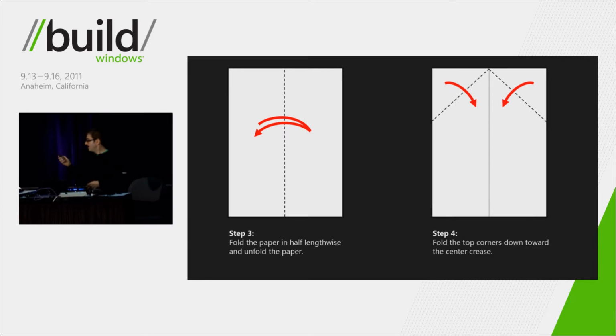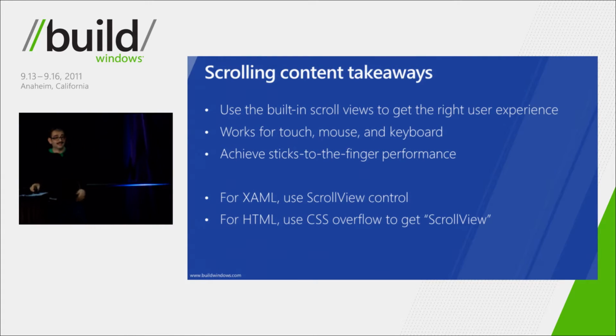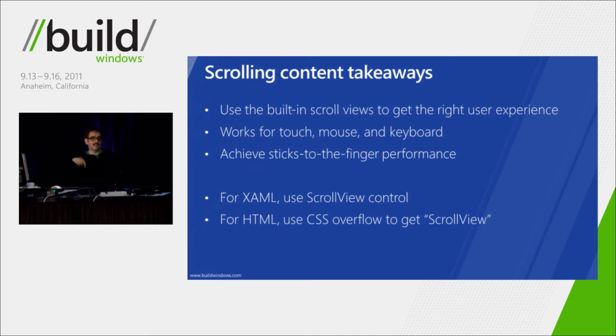So getting back to our deck, to recap, we talked about scrolling content and the controls we built around that. You get a really great user experience using the built-in scroll views with a lot of features around scrolling, zooming, snapping and so forth. We saw how it works with touch, mouse, and keyboard, and the stick-to-the-finger performance. I just wanted to make a note about how to access this functionality. If you're using XAML, it's the scroll view control. If you're using HTML, it's actually the CSS overflow property, which you might be familiar with. So you do overflow auto, for example. There are some extensions to that for things like zooming and snapping, and you can learn about those in the Dev Center or in the talk immediately after this one in this room on HTML5 touch.